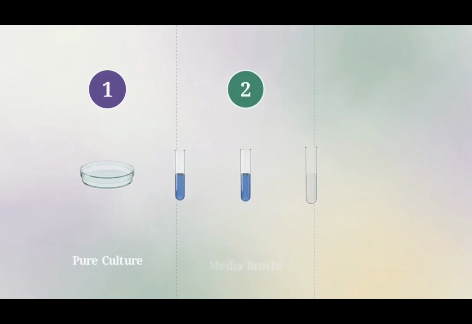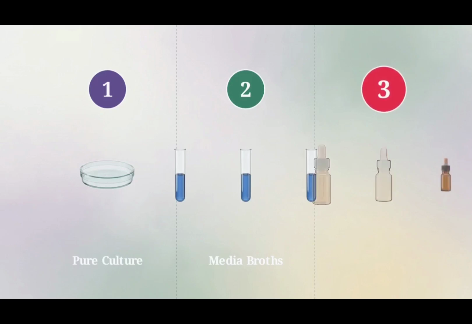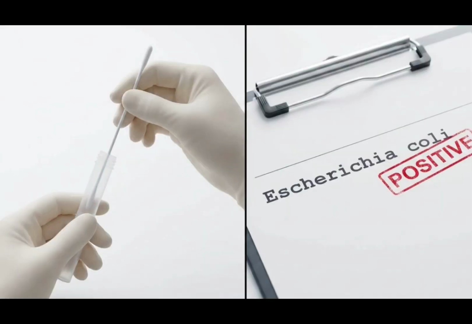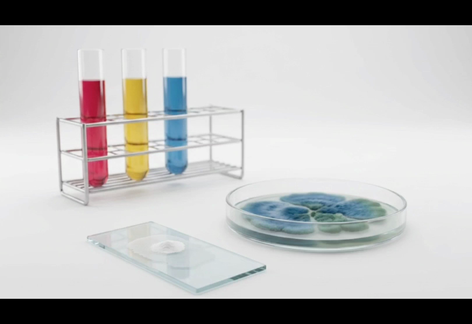Before you begin, you need a strict setup. You must start with a pure bacterial culture. You also need a specific set of test media broths and the exact chemical reagents required to trigger the final color reactions. If you follow this workflow precisely, you can turn a questionable swab from a patient into a definitive, actionable diagnosis. Step 1 is the rapid screens.